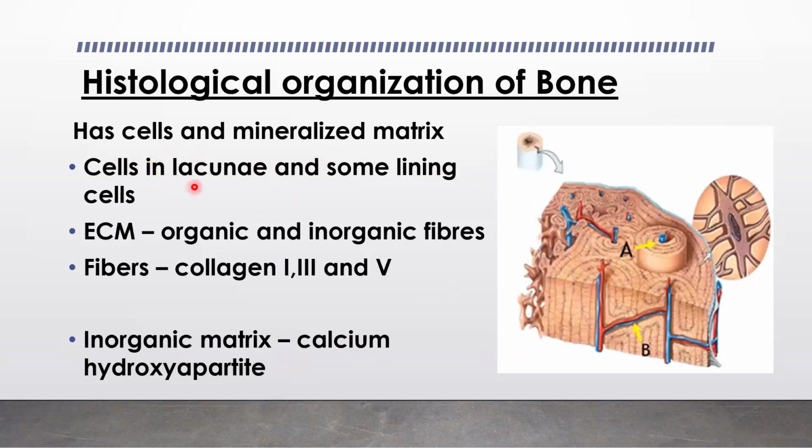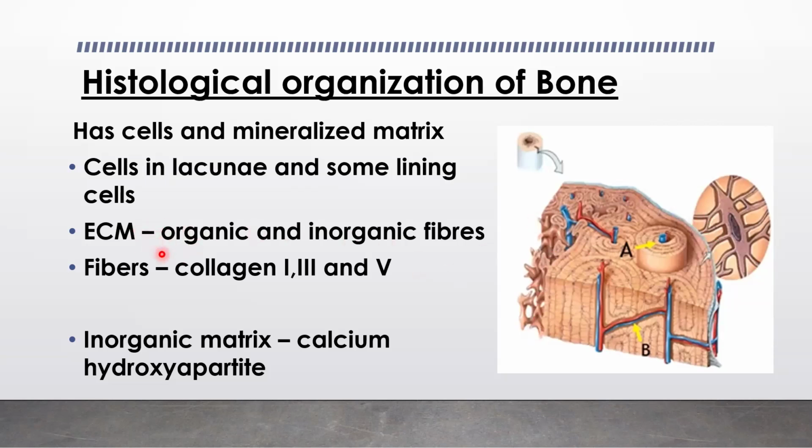So you'll see cells in lacunae, as you can see here. These are osteocytes. This is an osteocyte in a lacuna, and it has cytoplasmic extensions. These cytoplasmic extensions are the ones that will communicate with other osteocytes through gap junctions. So, cells in lacunae and some lining cells: inside here we'll have cells in lacunae, the osteocytes, and then you have outer lining cells.